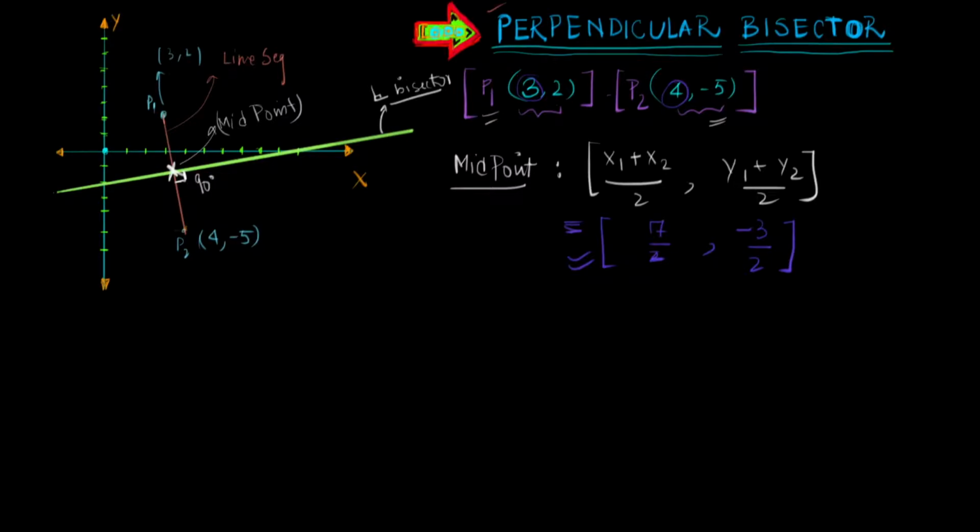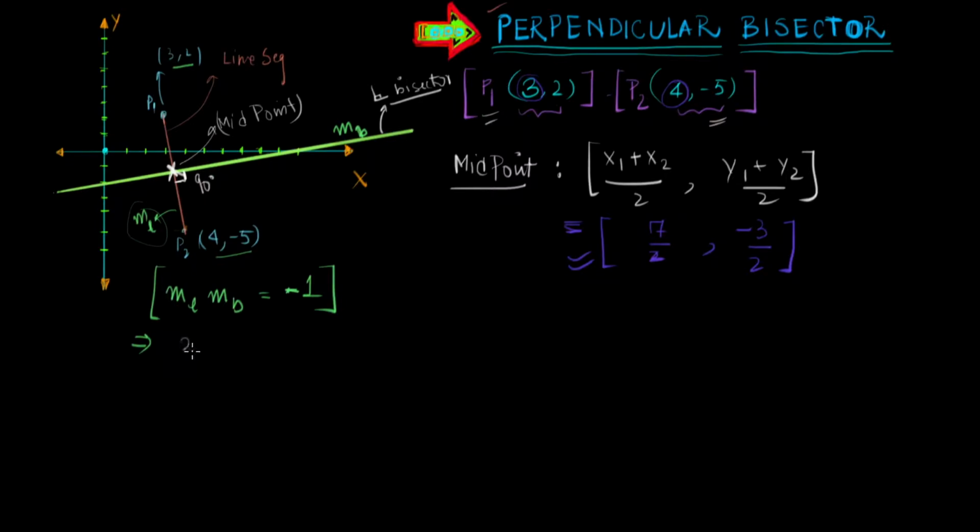Now, we must go on to figure out the slope of the bisector. If I call the slope of this bisector m_b, and the slope of the line segment m_l, then because these two lines are perpendicular to each other, m_l times m_b must be -1. That's the property of perpendicular lines. I can substitute the value of m_l, because we know the points through which the line segment passes, and that's (3, 2) and (4, -5). So the slope becomes the difference in the y-coordinates.